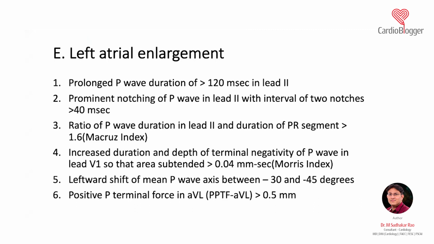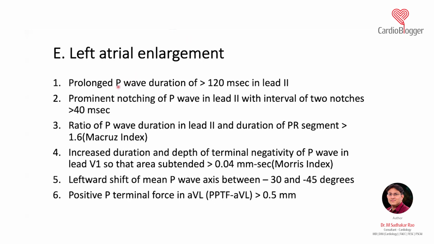This is how the action potential moves, and that is why you first get a right atrial component in lead V1, followed by a negative terminal deflection, which is left atrial enlargement. Or in lead 2, the first hump is usually of the right atrium, followed by the second hump of the left atrium. So there are two humps. If they are very prominent, it means that there is a left atrial enlargement.